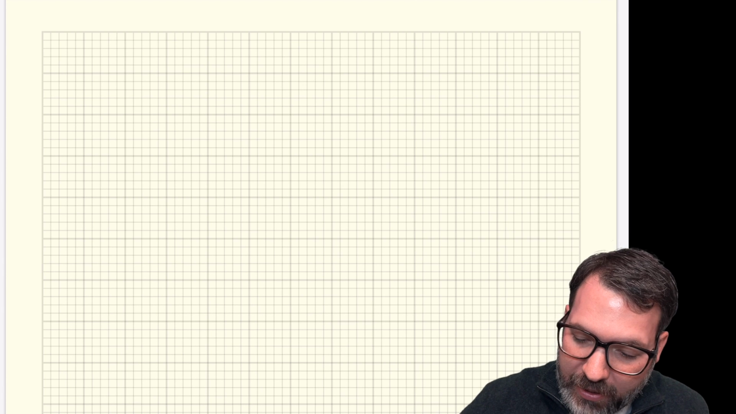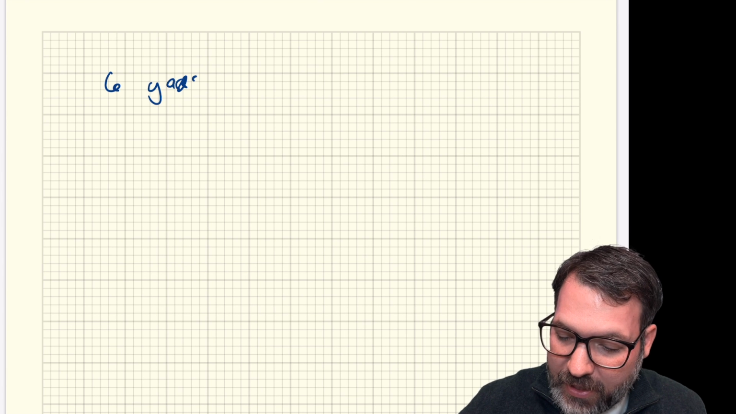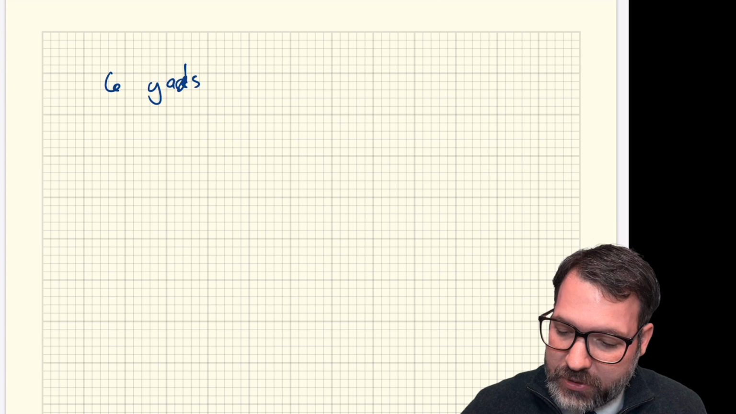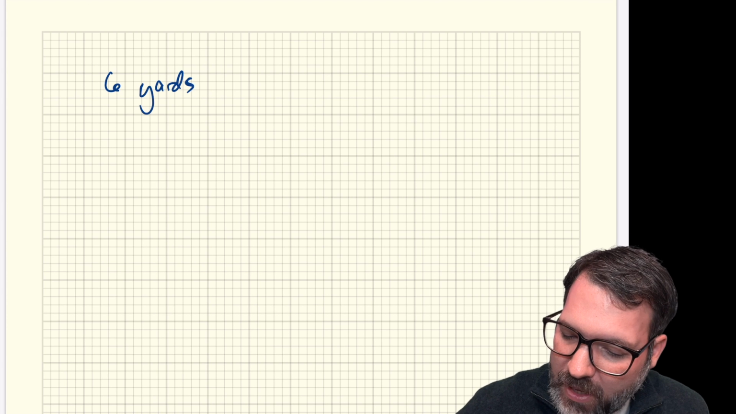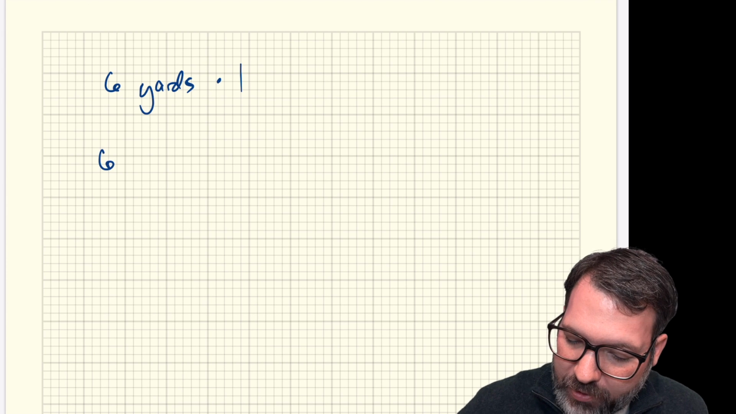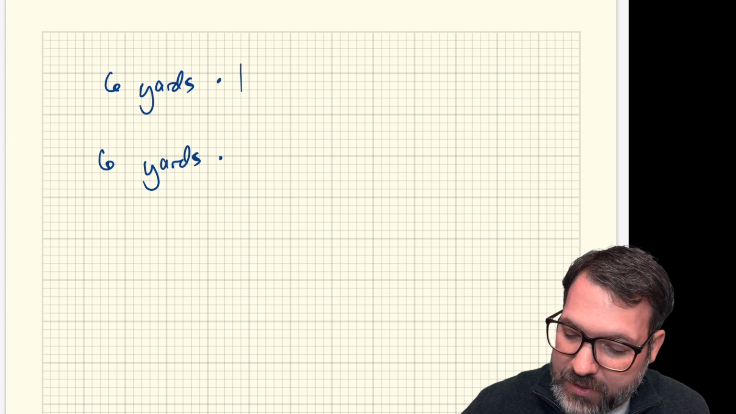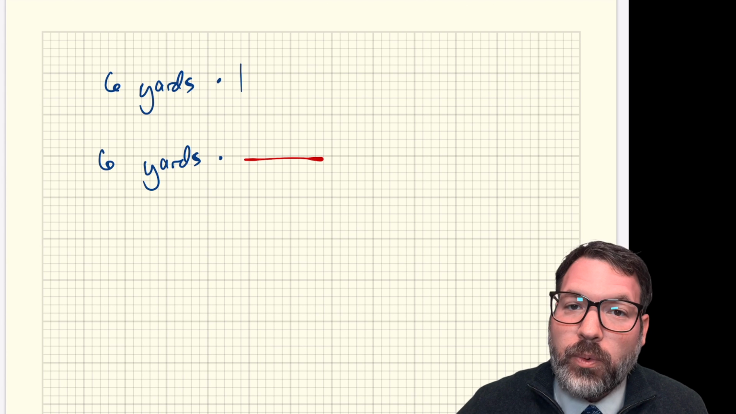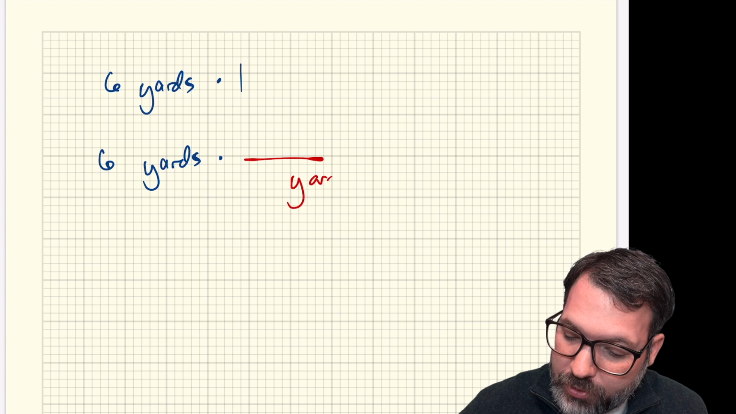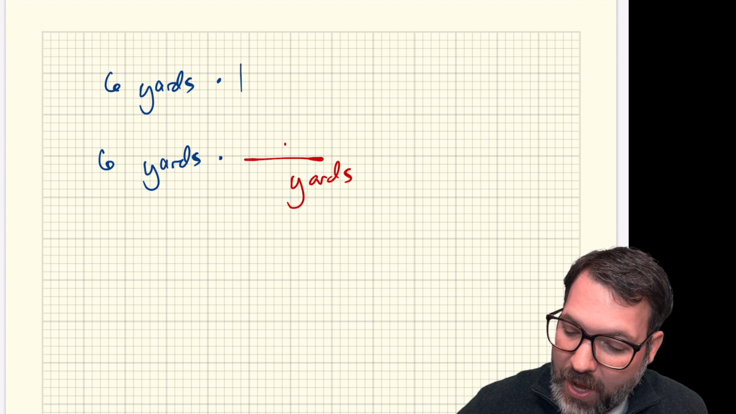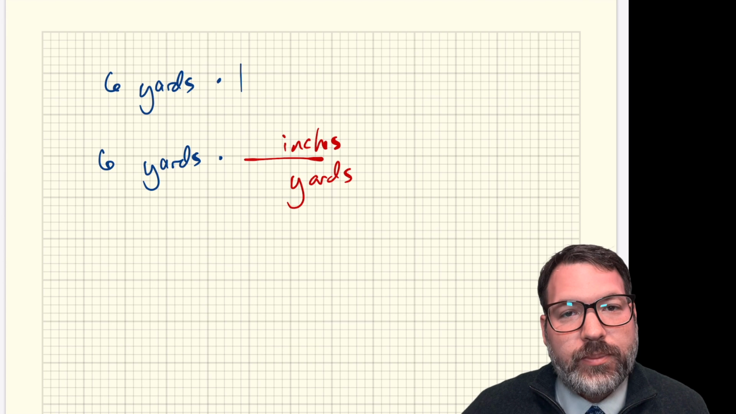I could take something like 6 yards, let's say, and I want to convert that into inches. I know that 6 yards can be multiplied by 1, because everything can be multiplied by 1. And I now know that I have this conversion factor that is the same thing essentially as 1. But I want to cancel out the yards, so I'm going to put yards here on the bottom, and the thing I want to turn it into, inches, I'm going to put at the top.